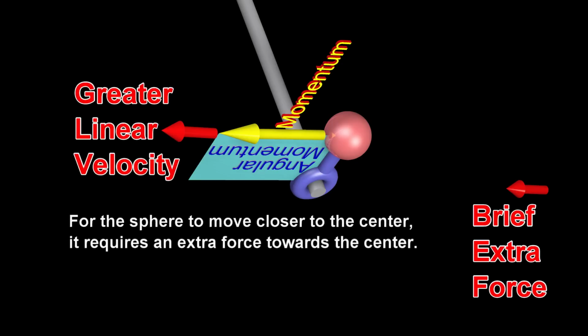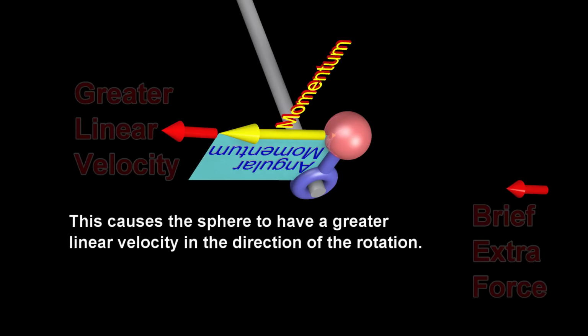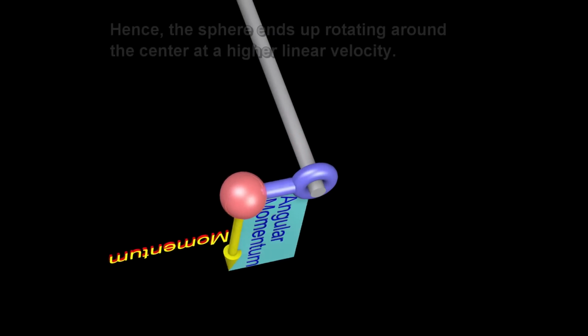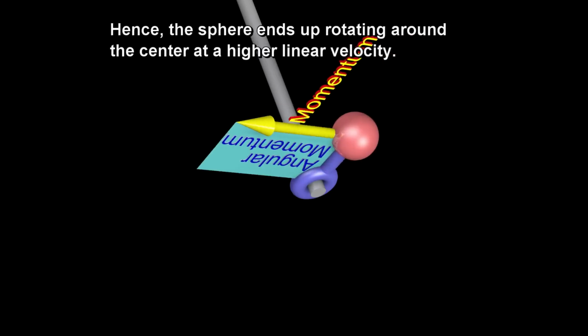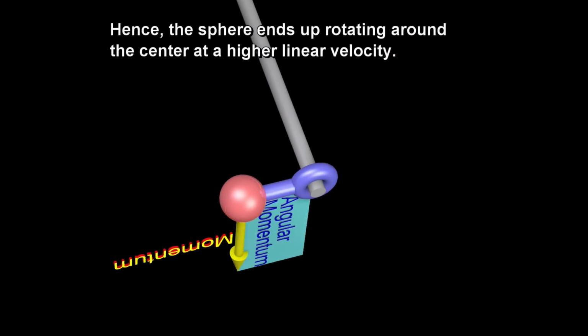For the sphere to move closer to the center, it requires an extra force towards the center. This causes the sphere to have a greater linear velocity in the direction of the rotation. Hence, the sphere ends up rotating around the center at a higher linear velocity.